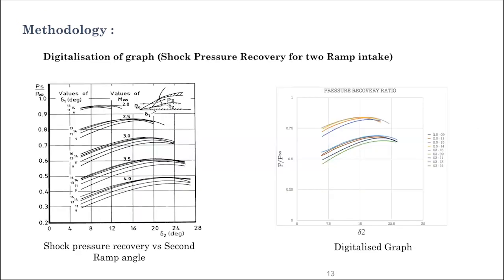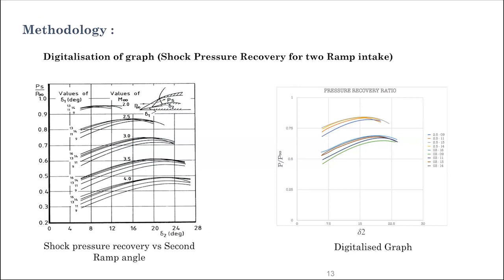This graph was from SEDON, and we digitalized it. This graph is about total pressure recovery. On the x-axis, you can see the ramp angle of the second ramp, and the set of lines represent different total pressure recoveries at different Mach numbers, 2.5, 3, 3.5. The set of curves are the first ramp angle, like 13, 11, 14, 9, and the x-axis is the second ramp angle.